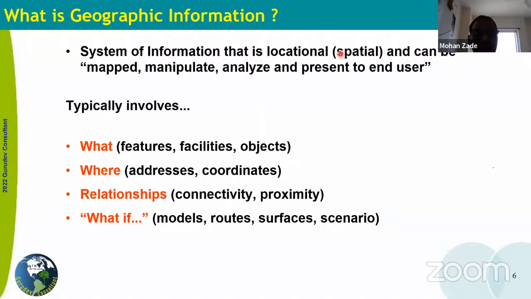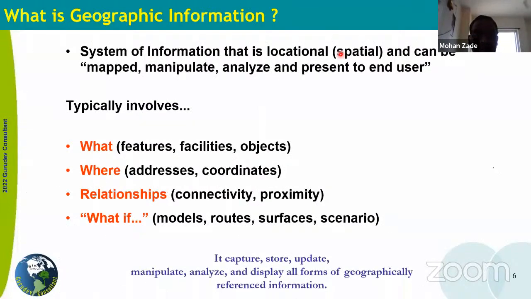So a what-if scenario can be generated and visualized at today's time for the future, and it helps in many decision makings. So it captures, stores, updates, manipulates, analyzes, and displays all forms of geographically referenced information. Geographical information means location information. It is captured, stored, updated, manipulated, displayed, and analyzed. So all these things are combined into the geographical information system.